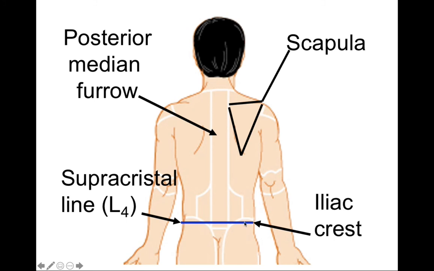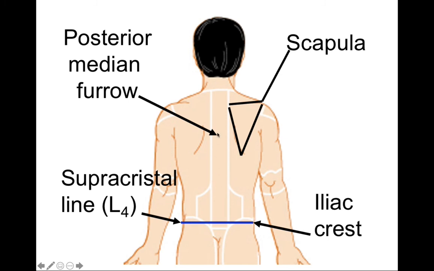You can also call this the supracrestal line, as this is at the top of the iliac crest. This is going to be a marker that we use to indicate that we're at the level of L4. And this can be a very important structure, especially if we're going to be delivering a spinal tap procedure. That's one of the reasons that we'll want to know where this structure is in terms of its surface anatomy.